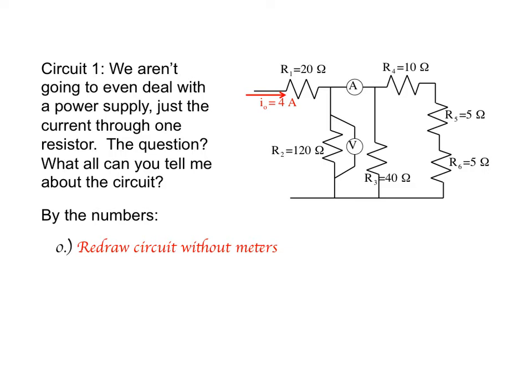So the first thing you want to do with a circuit like this is get rid of the meters. You don't need them. All that the meters are doing is letting you know that at some point in time you're going to want to know how much current's flowing through this section, and you're going to want to know what the voltage is across that resistor. That's all the meters are doing. So we can get rid of them. And here's the circuit without the meters.